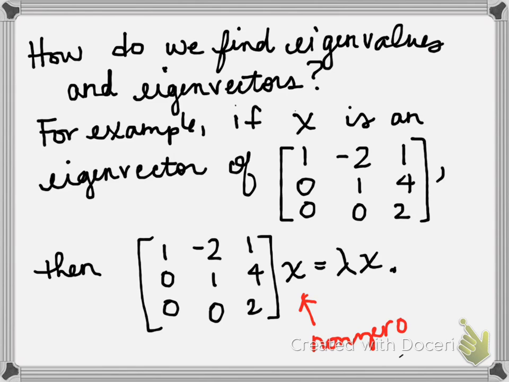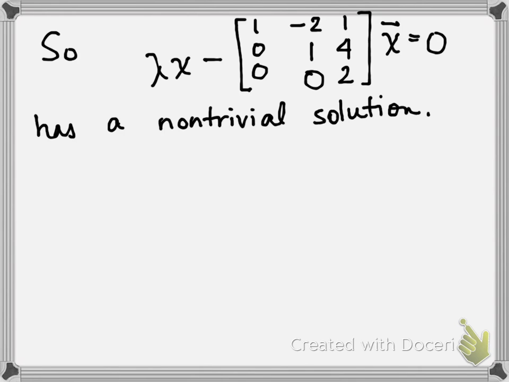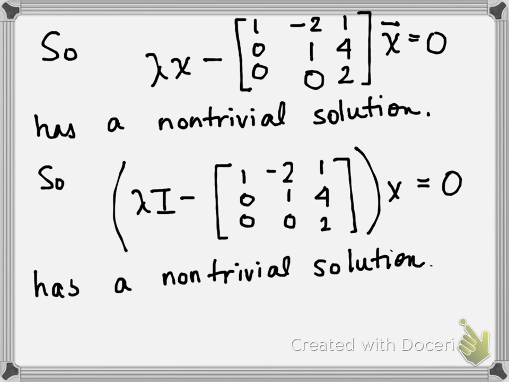So what would that mean? It would mean that lambda x minus our matrix times x equals 0, a zero matrix, has a non-trivial solution. Remember, the trivial solution is the all zeros matrix. We want to have a non-trivial solution. All right, so let's factor out an x. So lambda I minus our matrix times x equals 0 has a non-trivial solution.